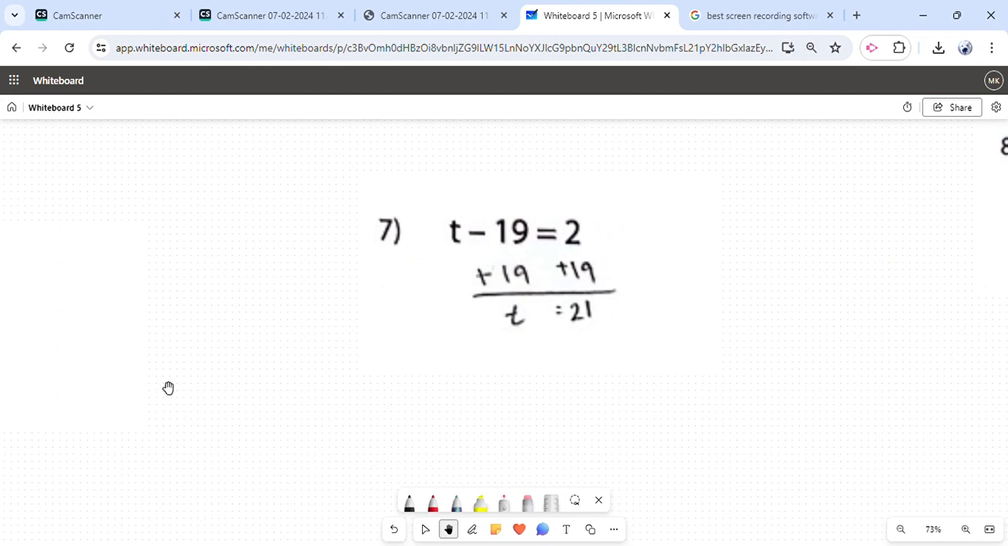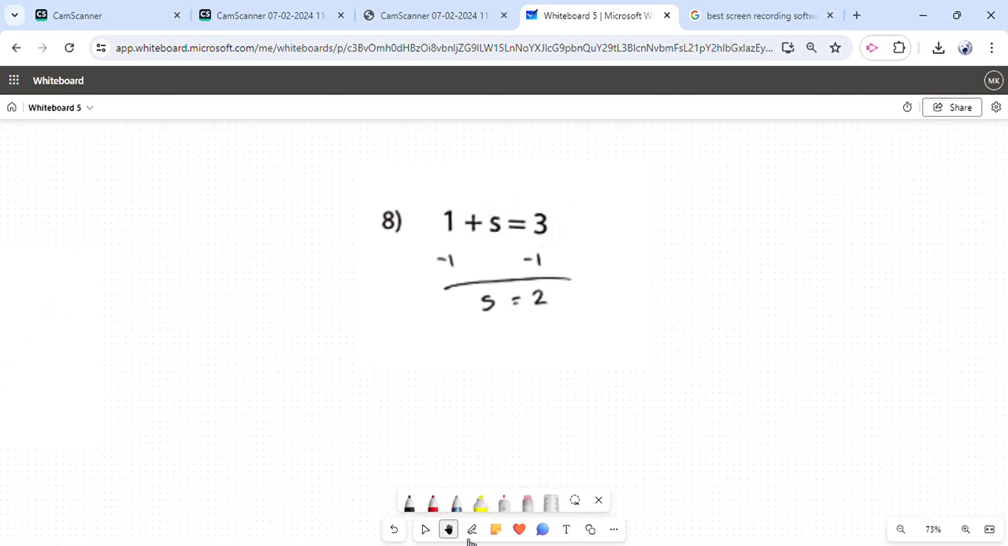For number 7, it says t minus 19 equals 2. Since we're subtracting 19 from t to get 2, you have to add 19 to both sides to isolate the t, since addition is the opposite of subtraction, and that gives you t equals 21.